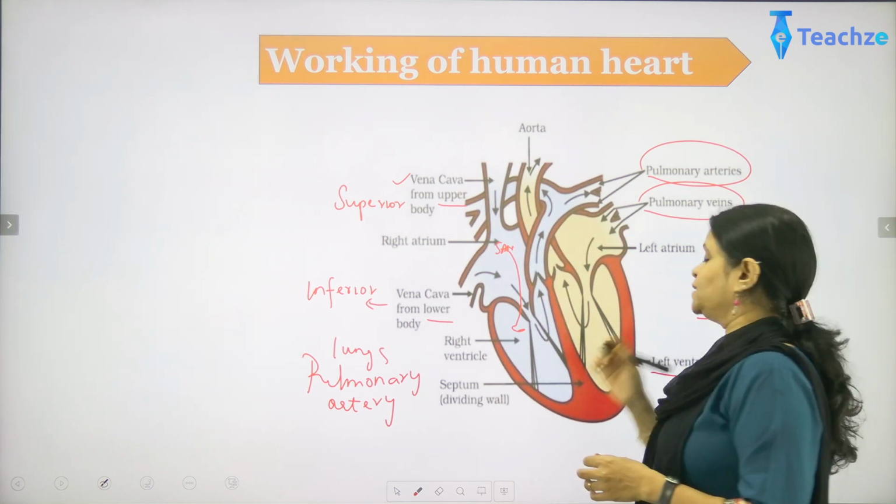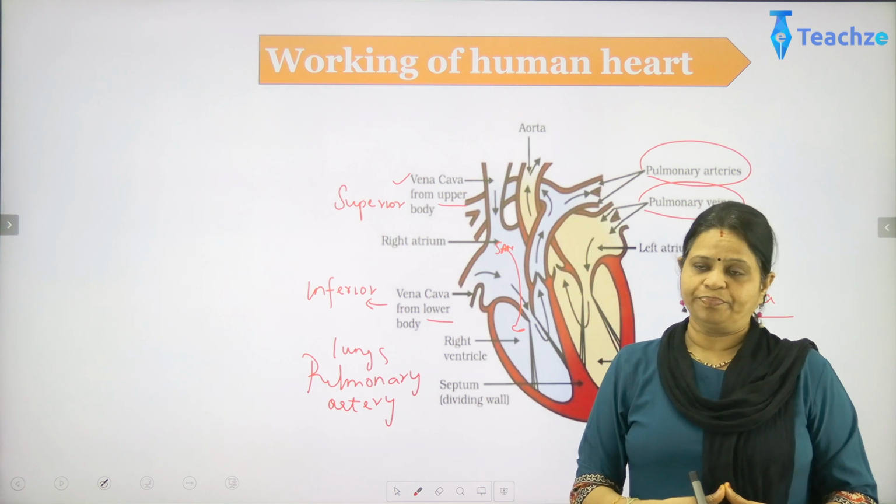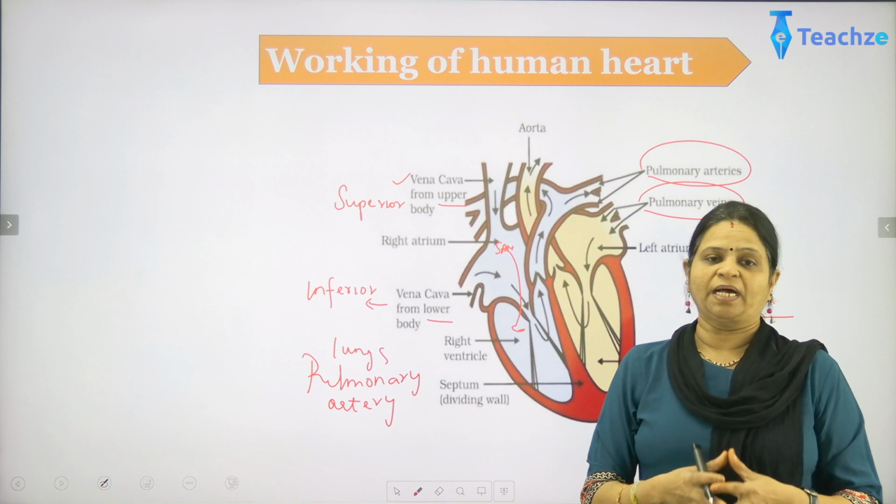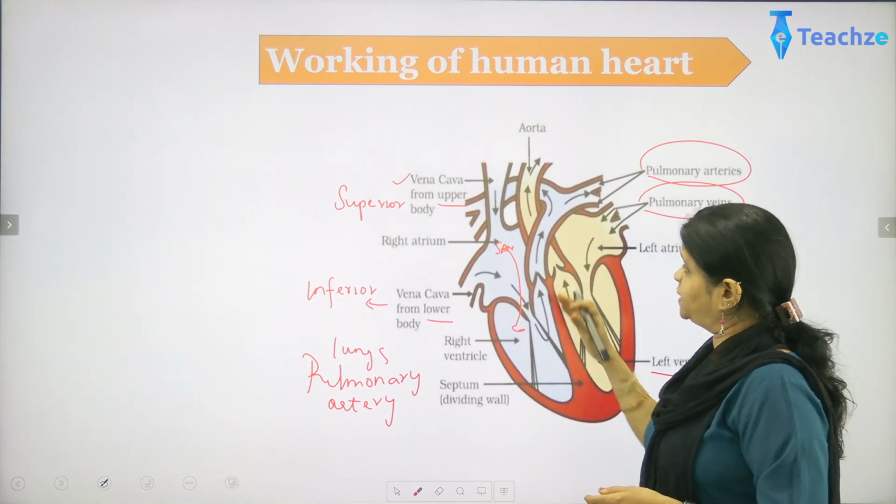Now, the aorta is the largest artery in the body. It will branch out to several places so that it gives blood to different parts of the body. Now, this will be the direction.